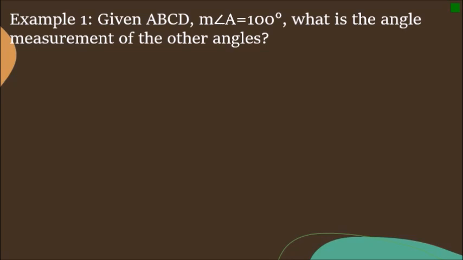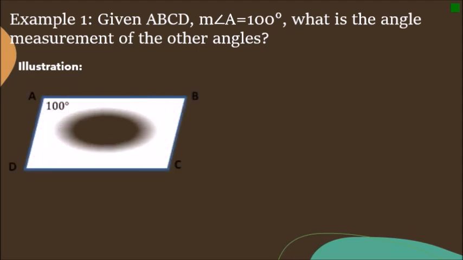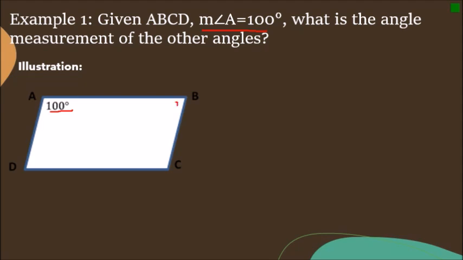Given the quadrilateral ABCD, the measure of angle A is 100 degrees. What is the angle measurement of the other angles? So, para mas madali natin siyang masagutan, pwede natin siyang i-illustrate. If you're going to illustrate the given, we have a quadrilateral here, named ABCD. And yung measurement daw ng angle A natin, given na yan, 100 degrees. So, ang hinahanap dito, ano yung sukat ni angle B, sukat ni angle C, at sukat ni angle D. So, yun yung mga hanapin natin.